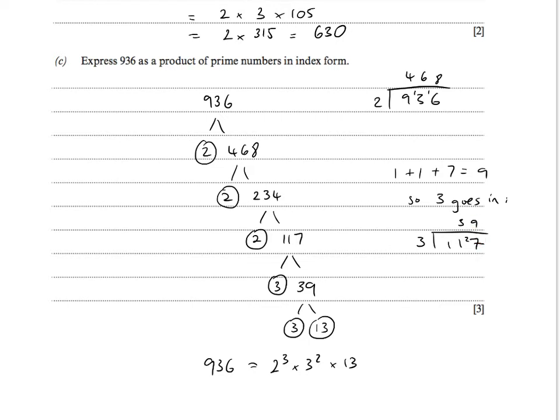In the worst case scenario, just do bus stop division, just have a guess with a number. 4 can't go into it because 2 doesn't go into it, it's not even. 5 doesn't go into it because it doesn't end in 5 or 0. 6 is even, so it can't be that. 7 could be, so you could try the 7s, but you'll find it doesn't divide nicely. That came to 3 and 39, and then 39 was 3 times 13. But this bit for index 1 is worth 1 mark, and this is worth 2.